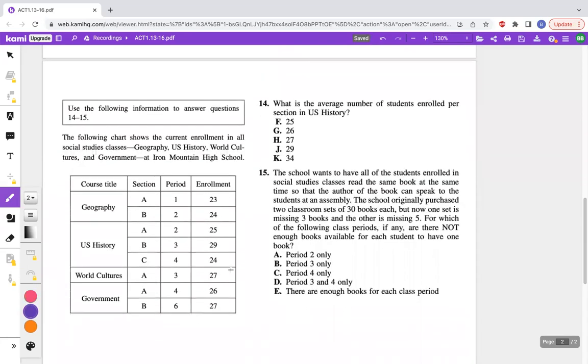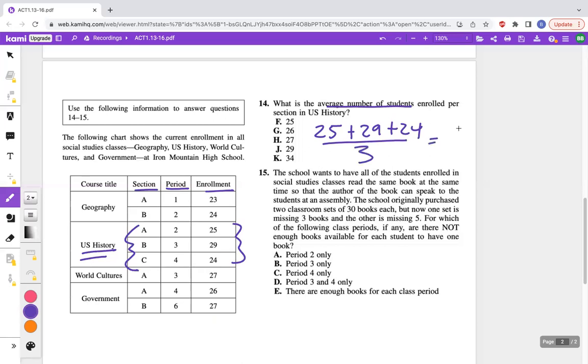So this is another table problem. They're giving us a chart showing different enrollment for classes. So we have our periods, our sections, and then enrollment, meaning number of students in the class. Number 14 says, what is the average number of students enrolled per section in US history? Per section, we're looking at US history and there are 3 sections. Average number of students just means we're averaging the enrollment here. So we'll do 25 plus 29 plus 24 over the number of numbers, which is 3.